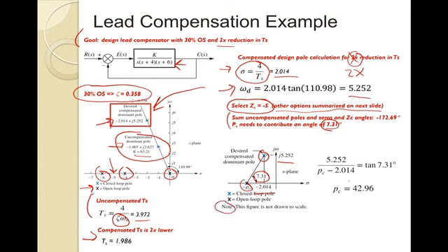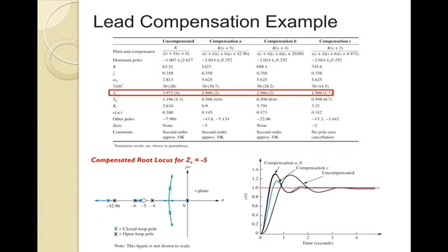So from that, we can solve from the geometry and find where the compensator pole would have to be. And it's all the way out to roughly minus 43. So it's kind of way out there. And so what you'll see is for the zero at minus 5, okay, here's the zero at minus 5, and then the compensator pole at minus 42.96.